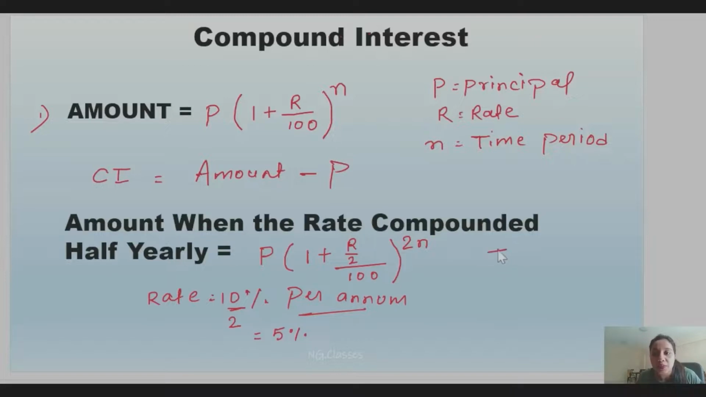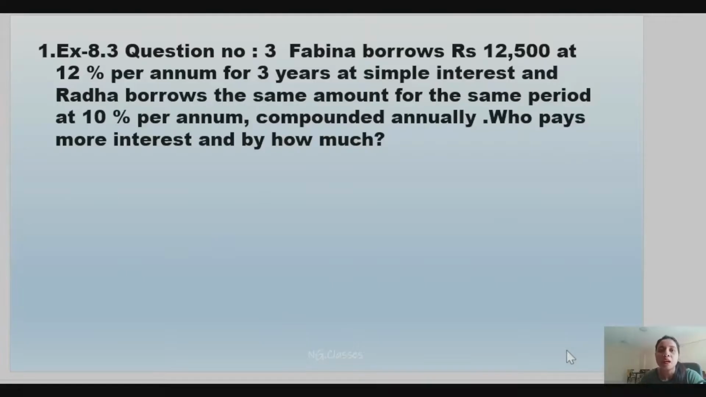And the time period, if it is asking for 1 year, we have to multiply 1 with 2. It means in 1 year we have 2 half years or 2 six months. Every time we will multiply time period with 2 so that we can divide it in half yearly parts. Okay. Now let's solve your question from NCERT.